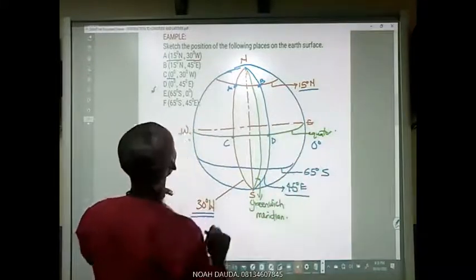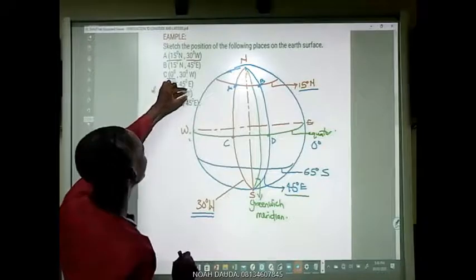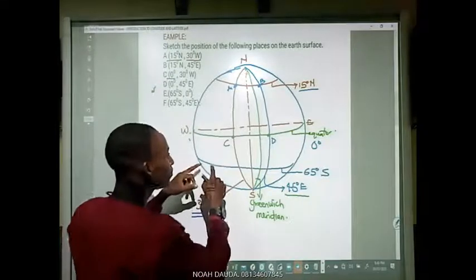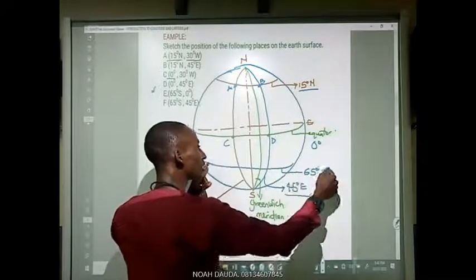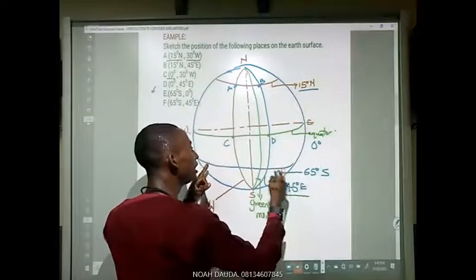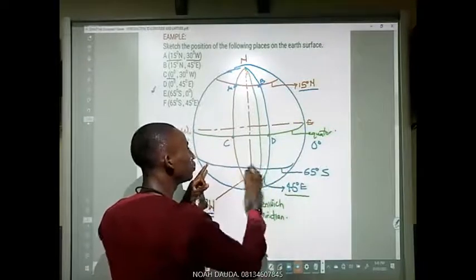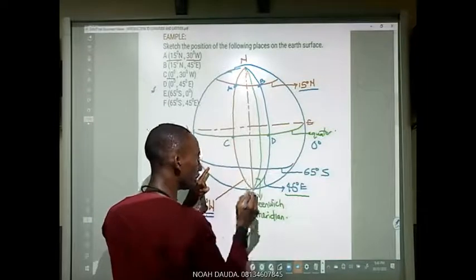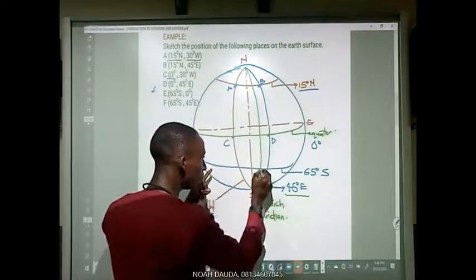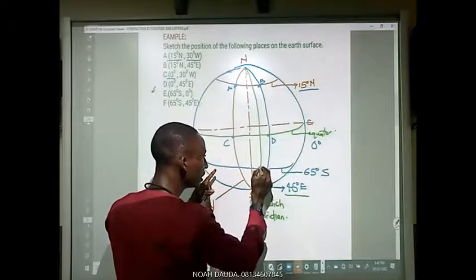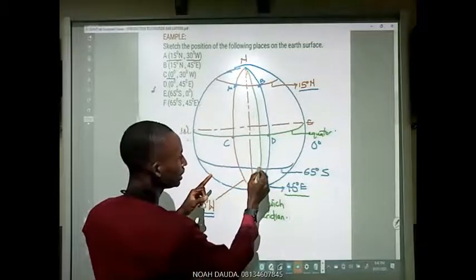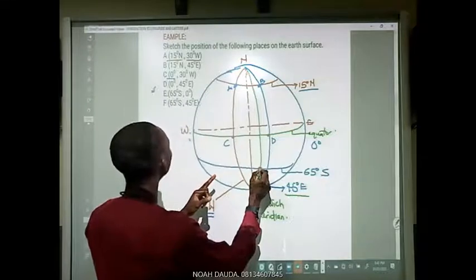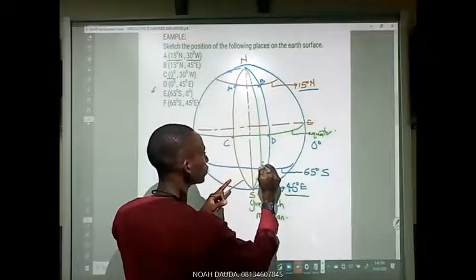So we have this. Now, for the case of 0 degrees, if I'm having this at 65 degrees south, where is it meeting the origin? It is meeting the origin at this particular point, which is your Greenwich meridian. Now, if this is your point of origin, then automatically this point becomes point E.